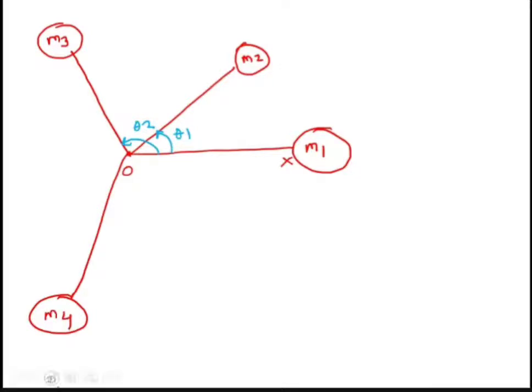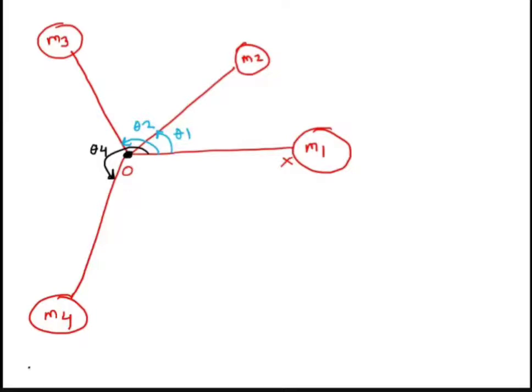M4. And now what is this angle? This angle is nothing but theta 4. So you have to measure the angles theta 1, theta 2 and theta 4 with the help of a protractor and then draw the space diagram. No need to take the length of OM2, OM1, OM3 or OM4. You have to just measure the angle and draw the space diagram.